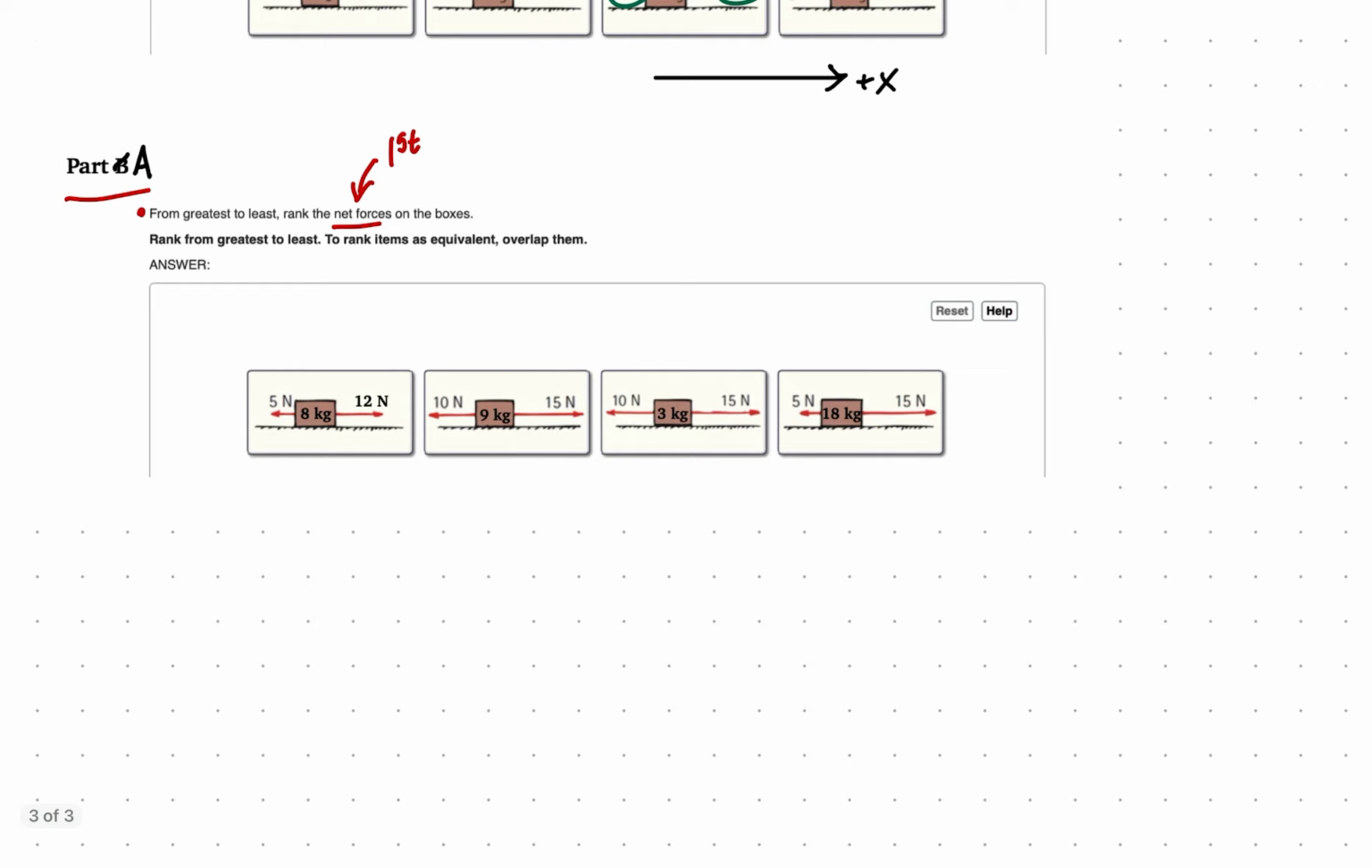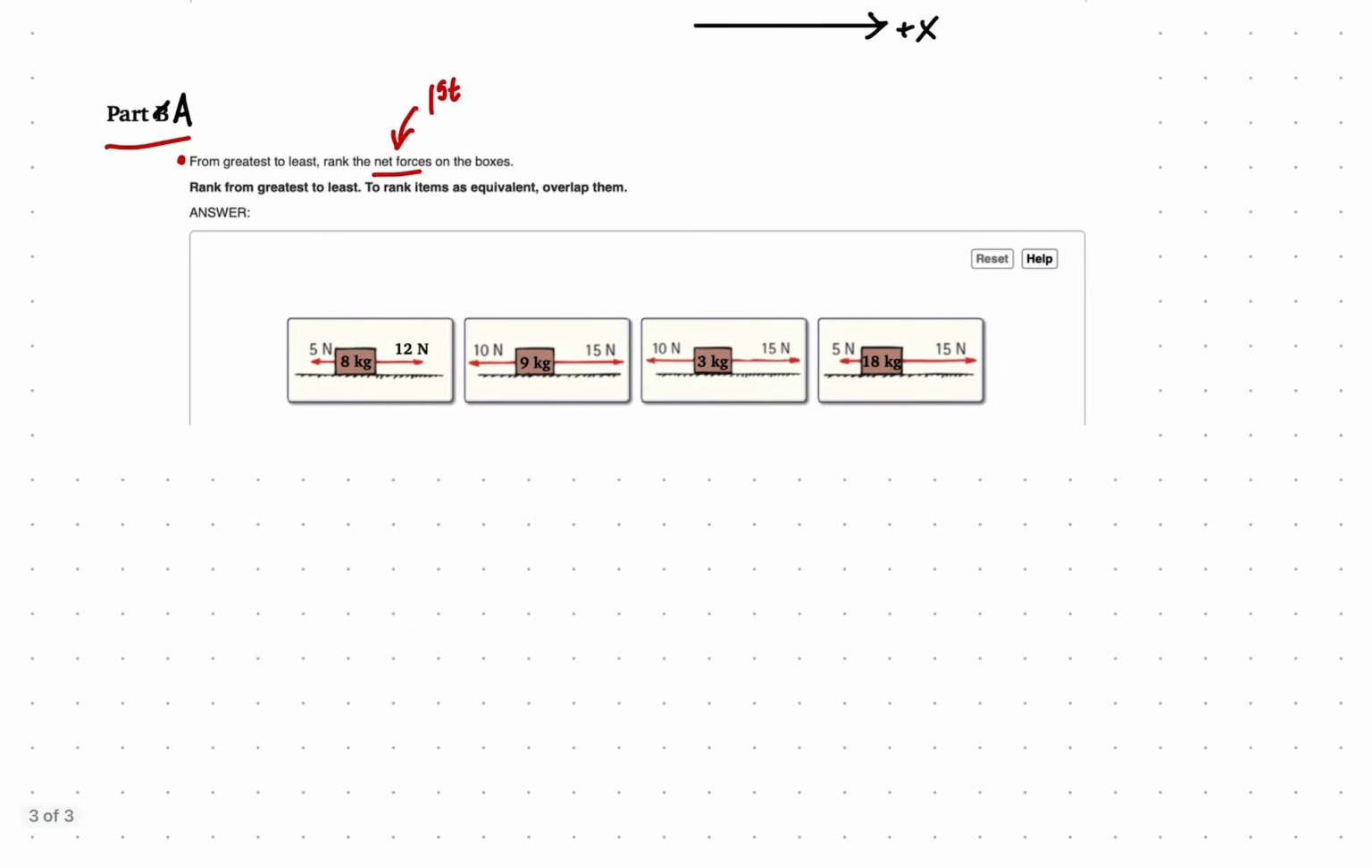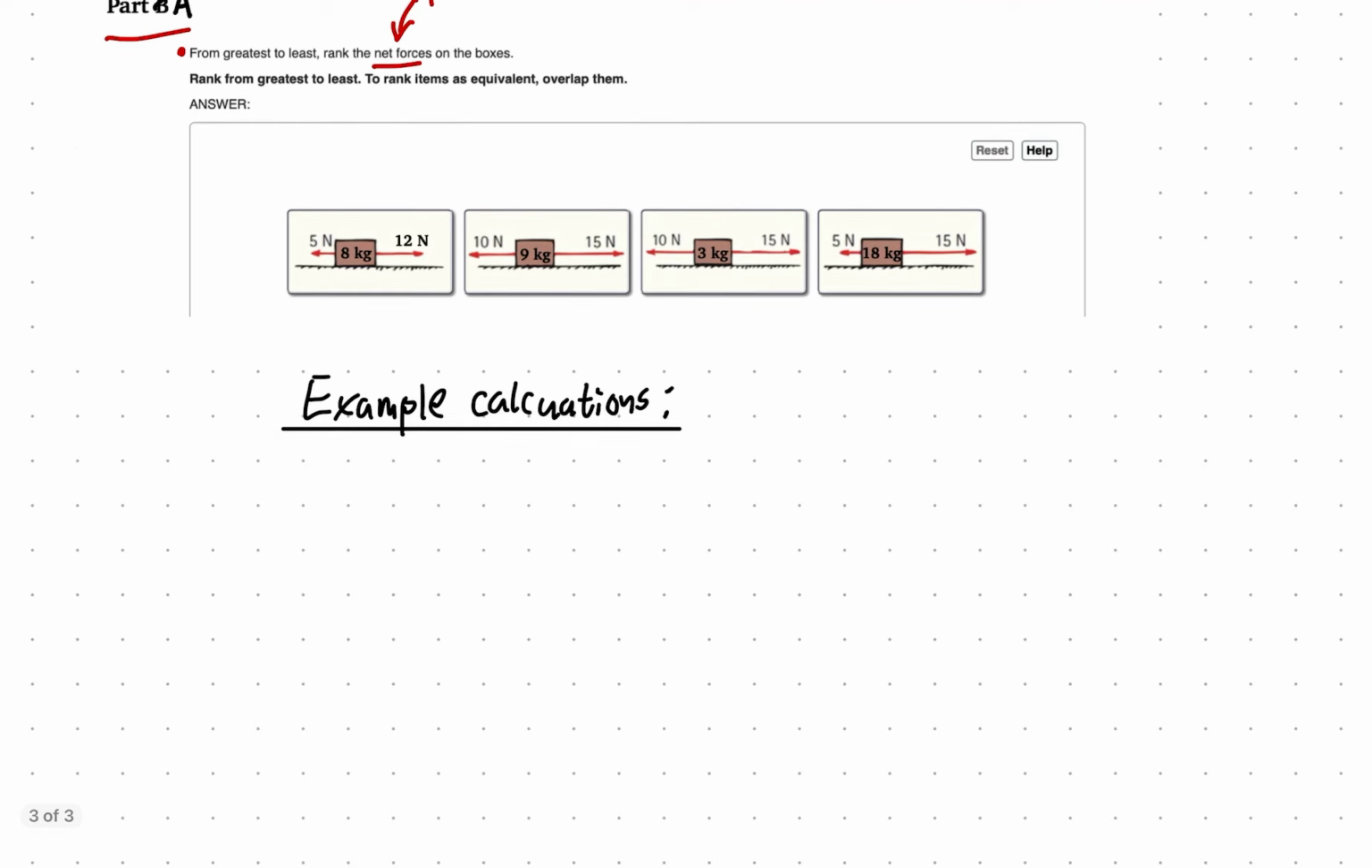And so then if we go down to part A, mistakenly put at the bottom, then we can do some example calculations for these different cases and just see what the net force looks like. So we would have, I'll call these different parts A, B, C, and D.